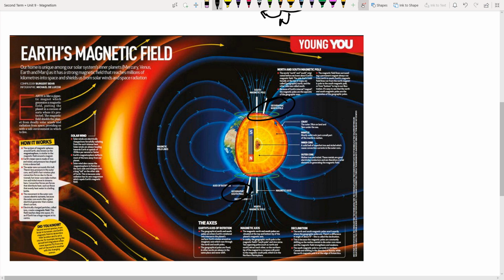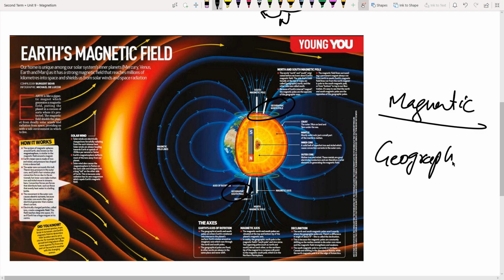Now, what is a geographic pole? Geographic pole is what we call which side is the top and which side is the bottom. We do know that the Earth's top side is the north and the bottom side is the south, which is the geographic pole. Remember, there's a difference between magnetic pole and geographic pole. Geographic pole is what the compass is reading. Compass reading.